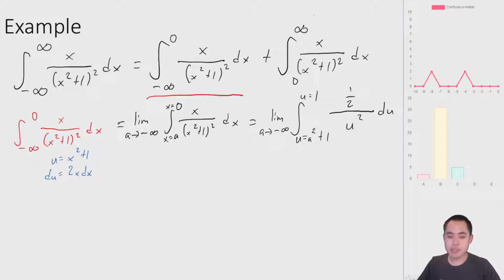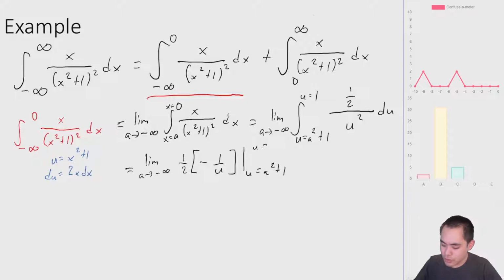Okay, so now we've done this, what we end up getting is the limit as a goes to minus infinity of 1/2 times minus 1 over u, because that's the integral of 1 over u squared, from u equals a squared plus 1 to u equals 1, which is equal to the limit as a goes to minus infinity of 1/2 times minus 1 plus 1 over a squared plus 1.